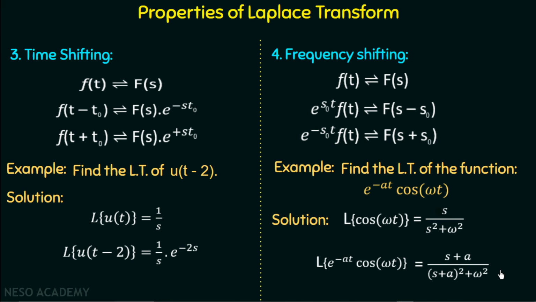So now we are done with the frequency shifting property. Till now we have discussed 4 properties. We have 2 more properties left in the review of Laplace transform. One is the differentiation property and the last one is the convolution property.